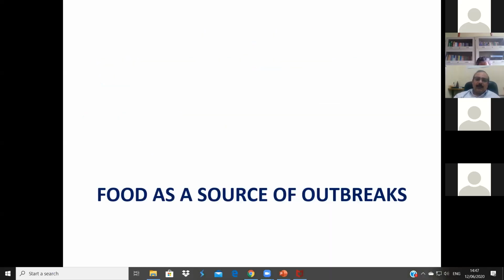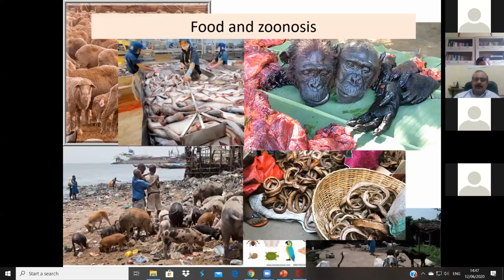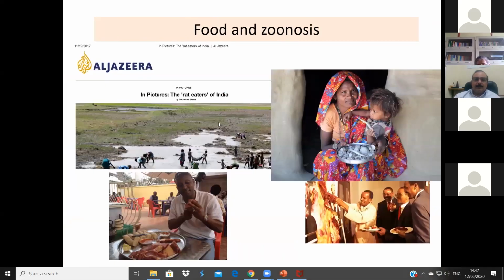Food can act as a source of outbreak. Some of you may not like this photograph, but this is the truth. People have been eating animals like anything, and some of them may not have access to other kinds of food, like this rat-eating community of Bihar, but others who have good access to any kind of food also eat this raw food. This is a photograph from Ethiopia.